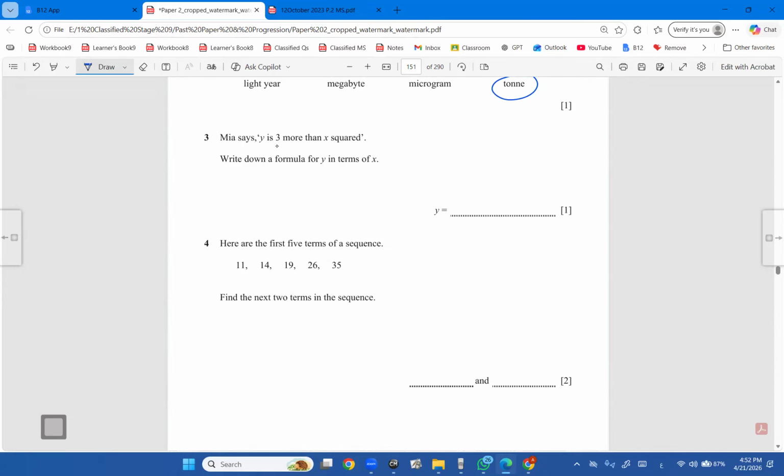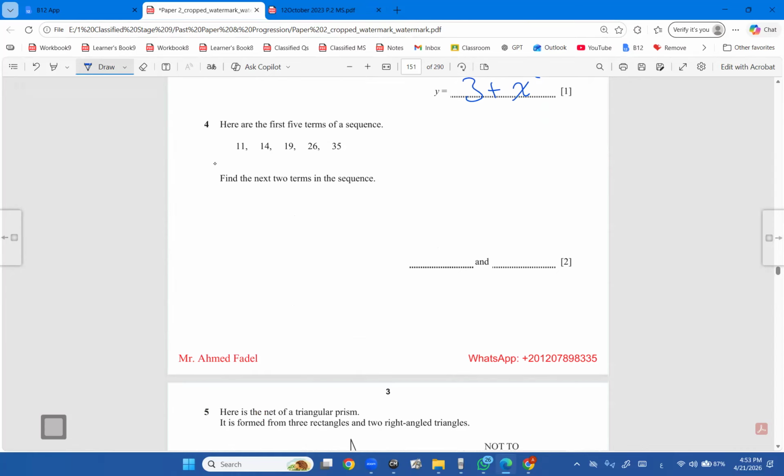Mia says y is 3 more than x squared. So y is 3 more than x squared, or x squared plus 3. Here are the first 5 terms of a sequence. So find the next 2 terms in the sequence. Someone might think about it this way: here I added 3, then I added 5, then I added 7, then I added 9, then I must add 11, and then I add 13.